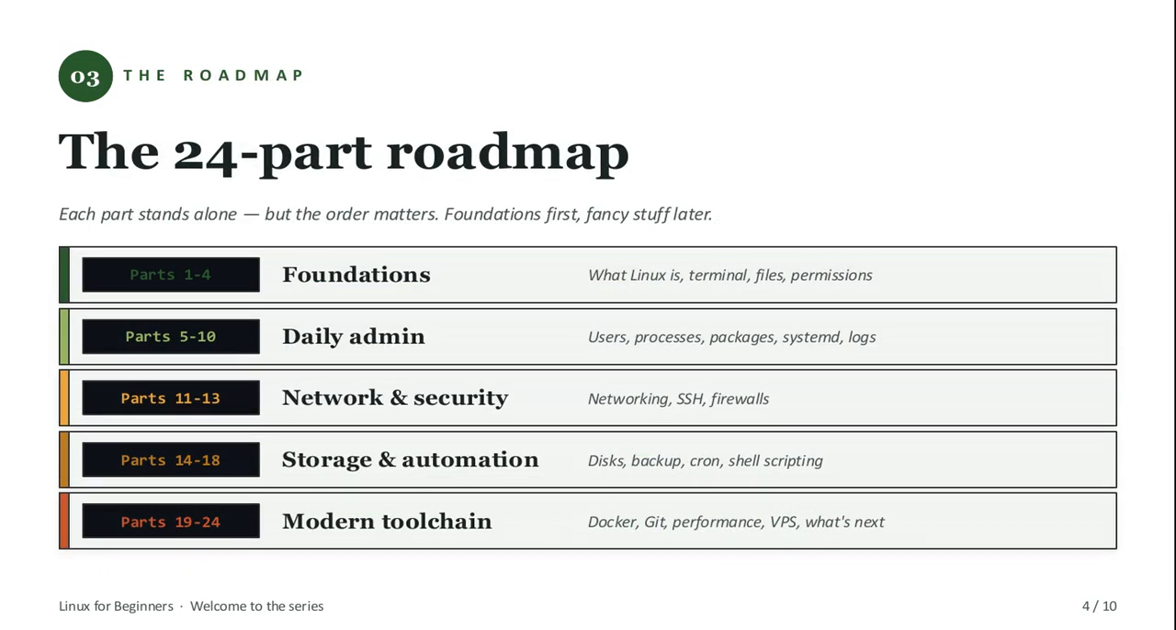Here's how we get there. The first 4 parts lay the foundations, what Linux actually is, moving around the terminal, files, and permissions. Parts 5 through 10 cover daily admin, users, processes, packages, systemd, logs. Then we step into networking and security, then storage and automation with shell scripting, and finally the modern toolchain, Docker, Git, performance tuning, and your VPS. Each part stands on its own, but the order is deliberate. Foundations first, fancy stuff later.